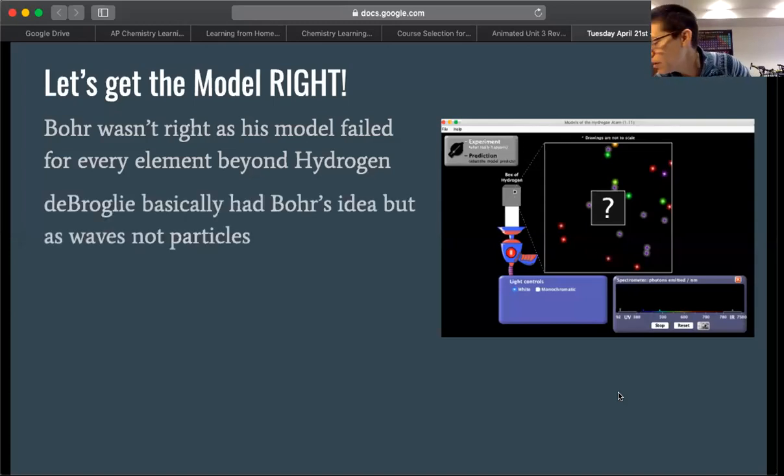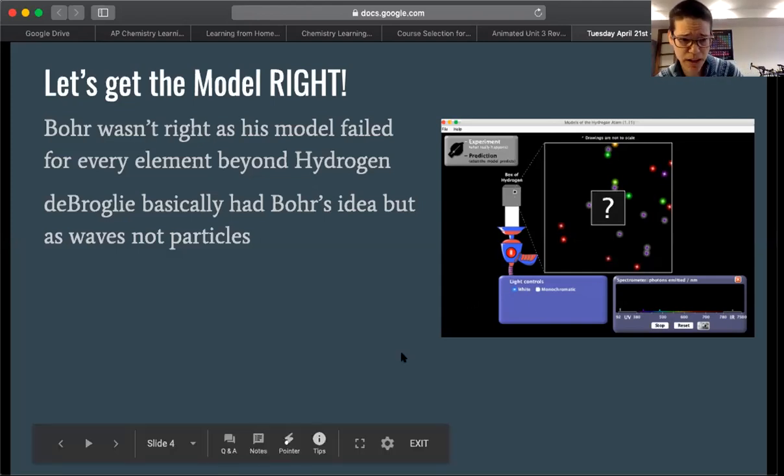De Broglie comes along at about the same time and says, I think instead of being particles, like Bohr says, electrons are actually waves. And I think that's going to be able to explain things. So he basically said the exact same thing Bohr did, but as waves. And guess what? His model failed for everything but hydrogen as well. So that's certainly not correct. He's missing that as well.